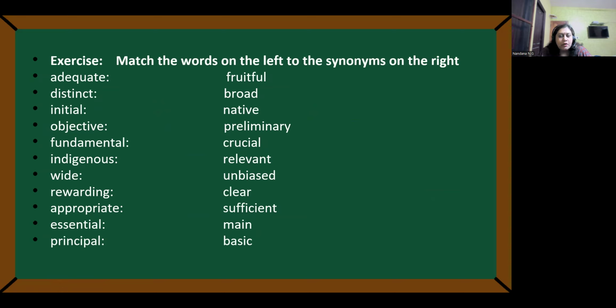Distinct. Okay, I'll go to the next one. Initial. Initial means... The answers are available in the study material.